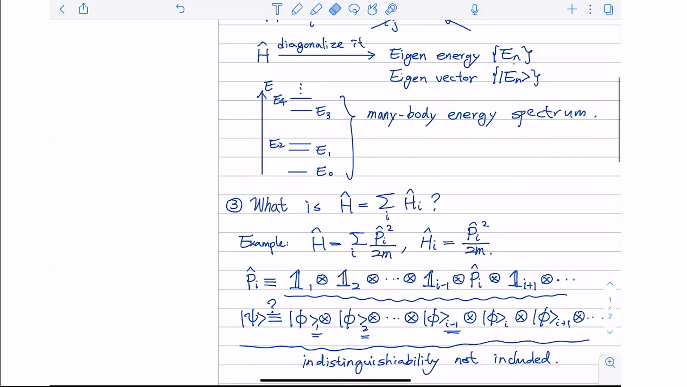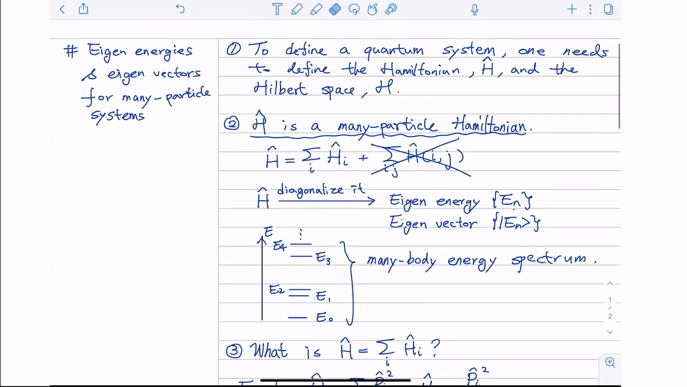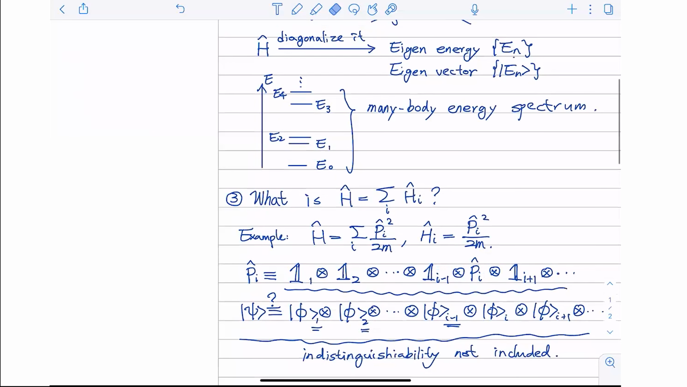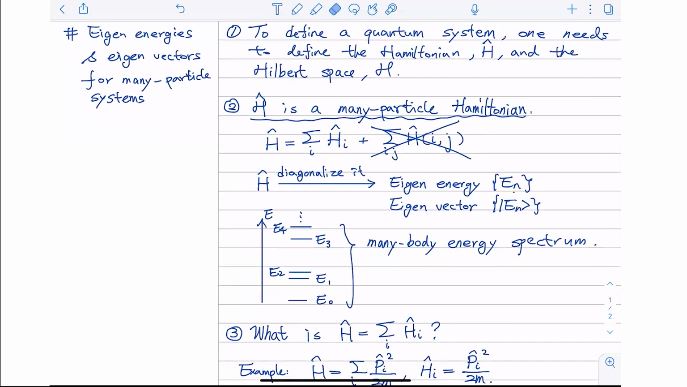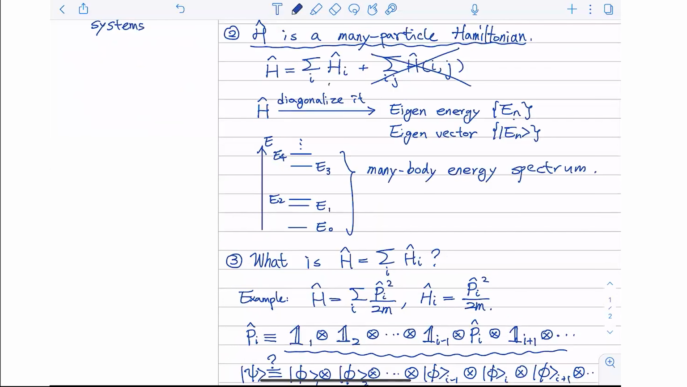So we start from the fact that we want to understand what is the meaning of the many particle Hamiltonian and what is the corresponding wave function. So we have a rough idea of what exactly the many-body Hamiltonian is. Basically, when there's no interaction, we can write down the Hamiltonian in this fashion. We just sum over the Hamiltonian for individual particles.